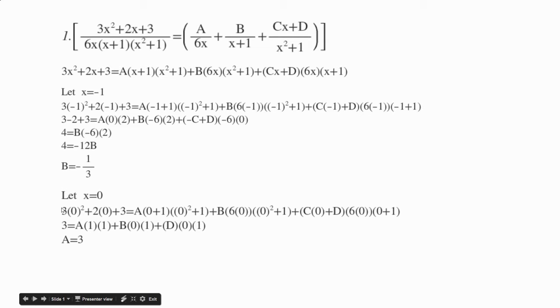So that's going to give you 3, because that's your only number left over on the left, equals A times 1 plus B times 0 times 1. So that second term is going to cancel out, plus D times 0 times 1. So that third term is going to cancel out. And so 3 equals A. So you know that A is going to be 3. So now we need C and D.